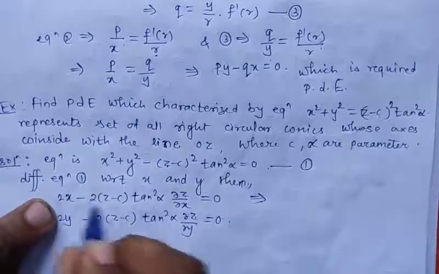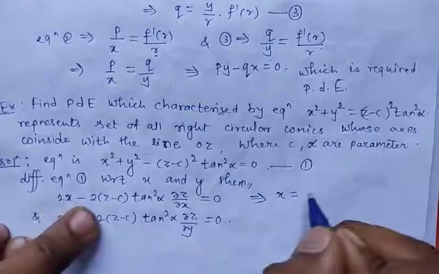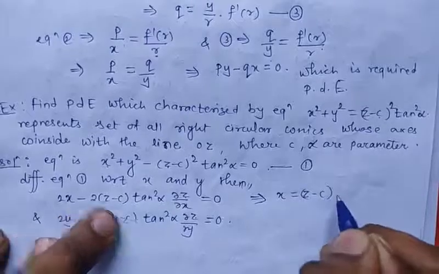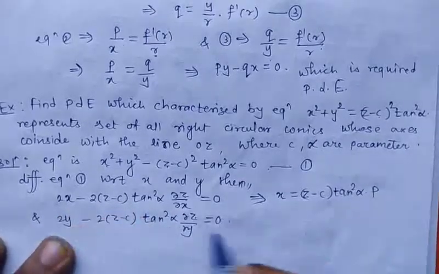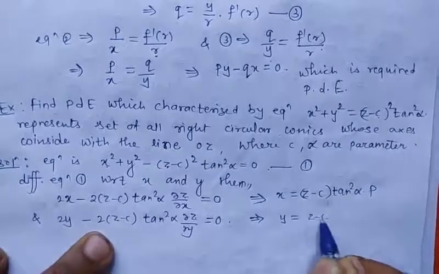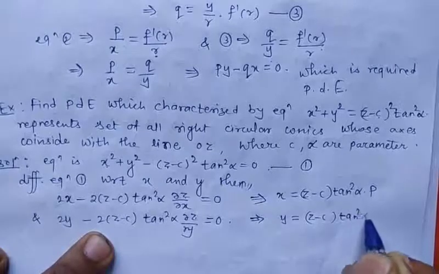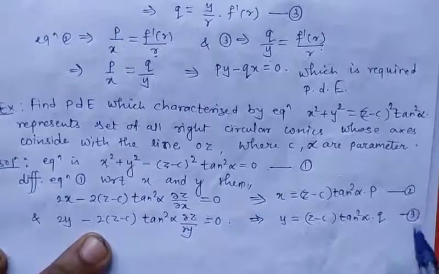So we divide throughout by 2. We get x is equal to, taking the right side term, (z minus c) into tan square alpha into p, and after dividing by 2, we get y is equal to (z minus c) into tan square alpha into q. So this is equation 2, and this is equation number 3.